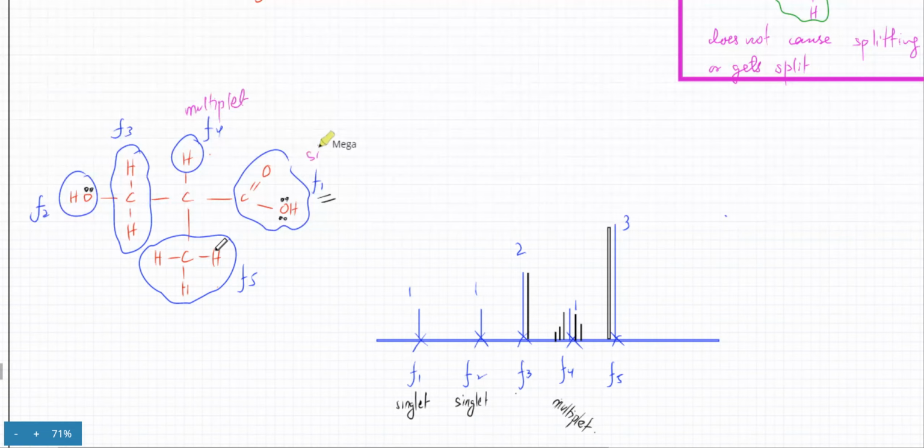This one is obviously a singlet. This is a doublet. And this one is also a doublet. Okay. So this CH3 is a doublet because immediately next door there's only a carbon atom with one hydrogen. Okay. Don't look any further than that.